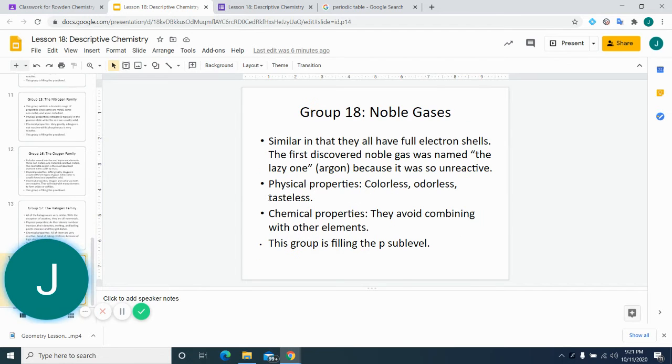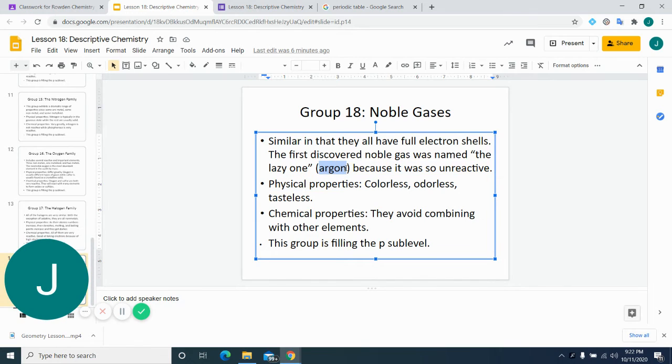And then lastly is group 18. These guys have arrived. They have 8 valence electrons. Their electron shell is full. They are completely satisfied. And so we actually originally called them the noble gases. The reason that they're named the way they are, for example, there's an element argon in there, which is Latin for the lazy one. And the reason is because it's so unreactive.